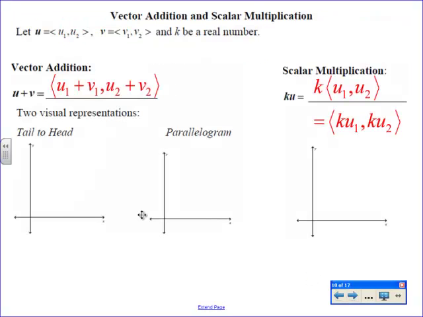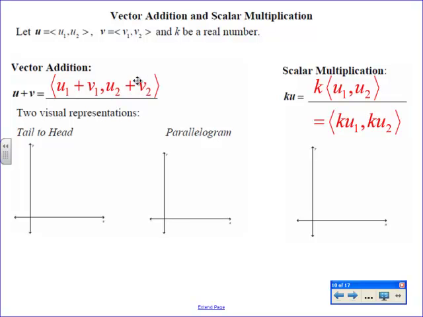Okay, so we use scalars for vector addition and scalar multiplication. I've got two different vectors, u and v, with components u1, u2, and v1, v2. I'm going to talk about really quickly vector addition and scalar multiplication. Vector addition adds the x parts together and the y parts together. Okay, so it's x plus x, y plus y.